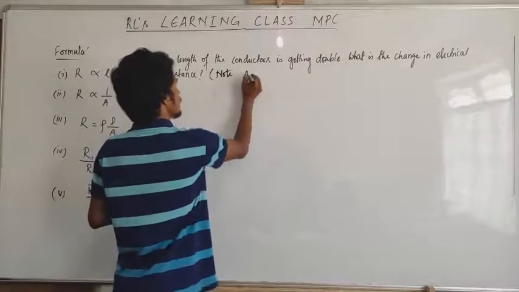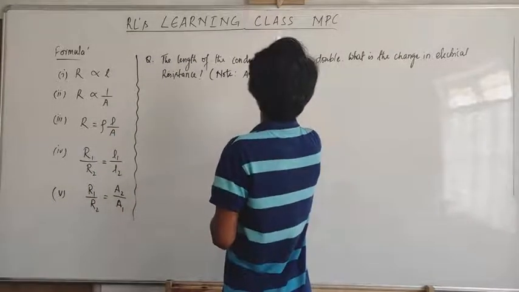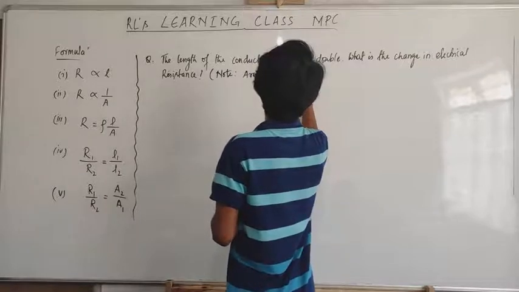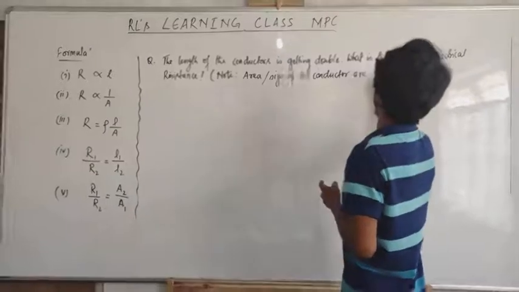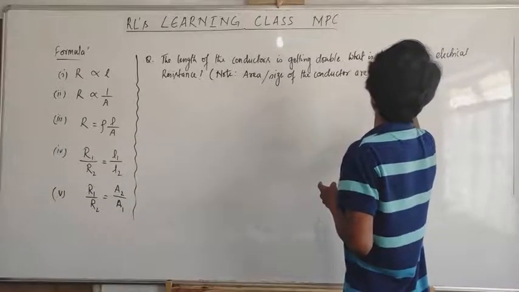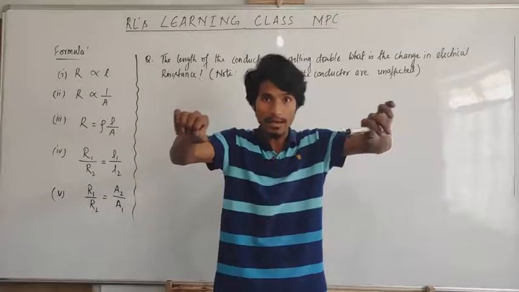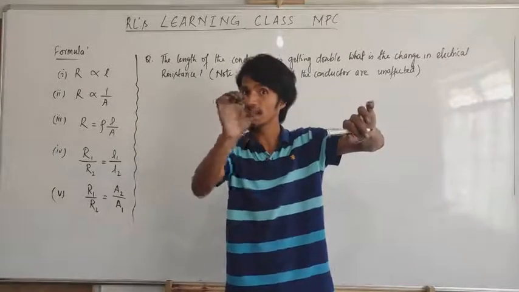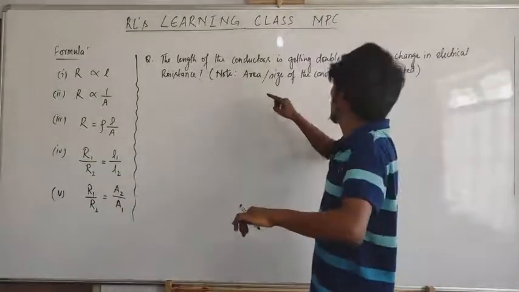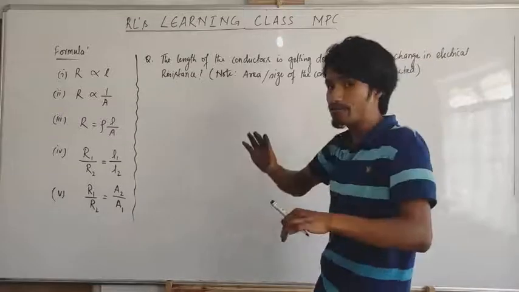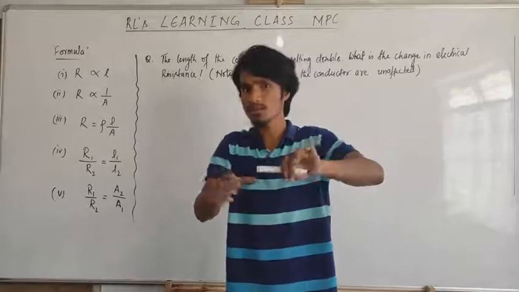Note: the area or size of the conductor is unaffected. Just assume this is a rubber band or conductor; if I pull it, once it's increasing in length, the sides are decreasing, right? But here the question says the length of the conductor is getting double, but the area and size of the conductor are unaffected. It means even if I pull, the size remains the same.